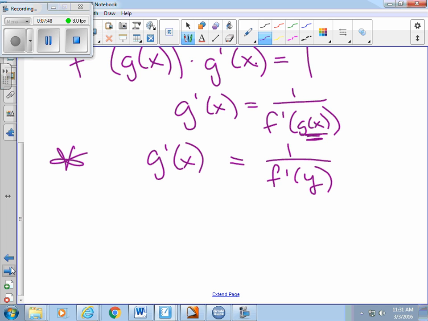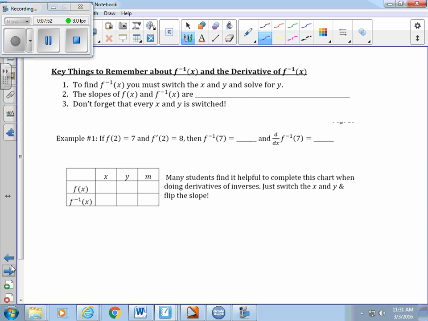The formula is the way a textbook will teach it. So I'll show you both. You can make your decision.